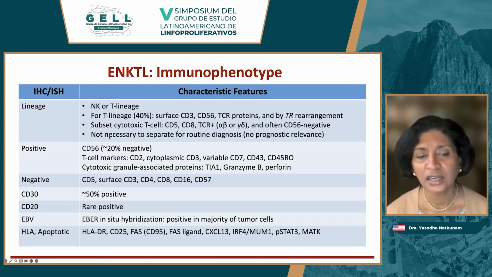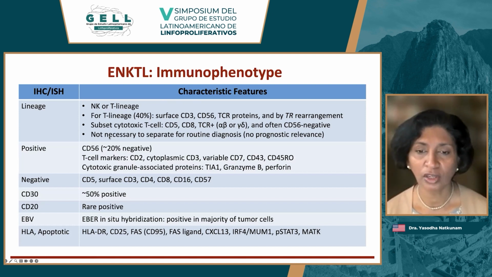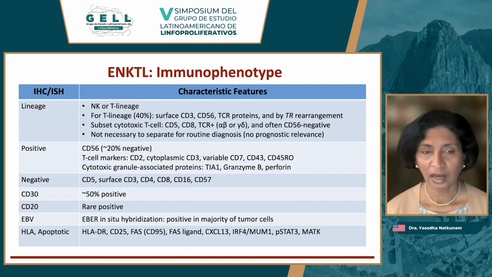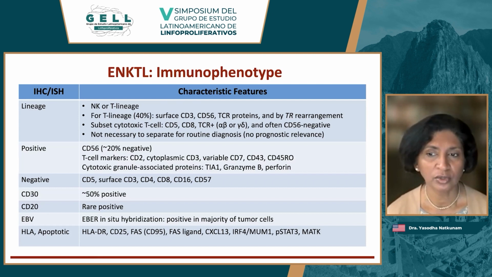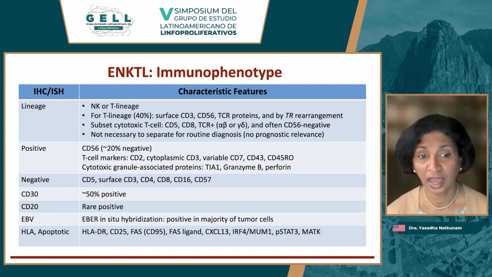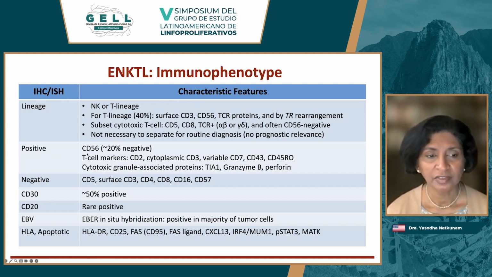It is not necessary to separate the T or the NK cell lineage for routine diagnosis because there is no prognostic relevance. Both of these lymphomas, whether they are T or NK lineage, when they have this nasal nasopharyngeal presentation, very often can actually have the same survival rates and are aggressive lymphomas. Up to 20% of the cases actually can be CD56 negative.